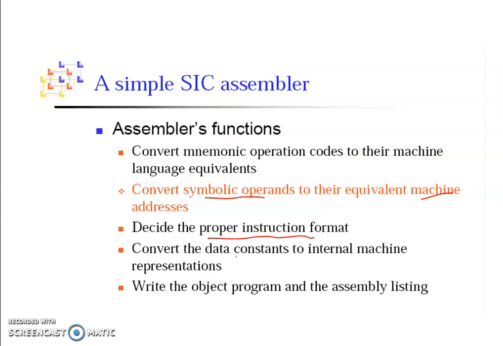Different types of instructions are there, so it decides which instruction format it needs to follow, and converts the data constants to the internal machine representation. Some data constants will be there which will be converted to the internal machine representation. Then finally it writes an object program and assembly listing. So these are the functions that an assembler performs on the input source program.